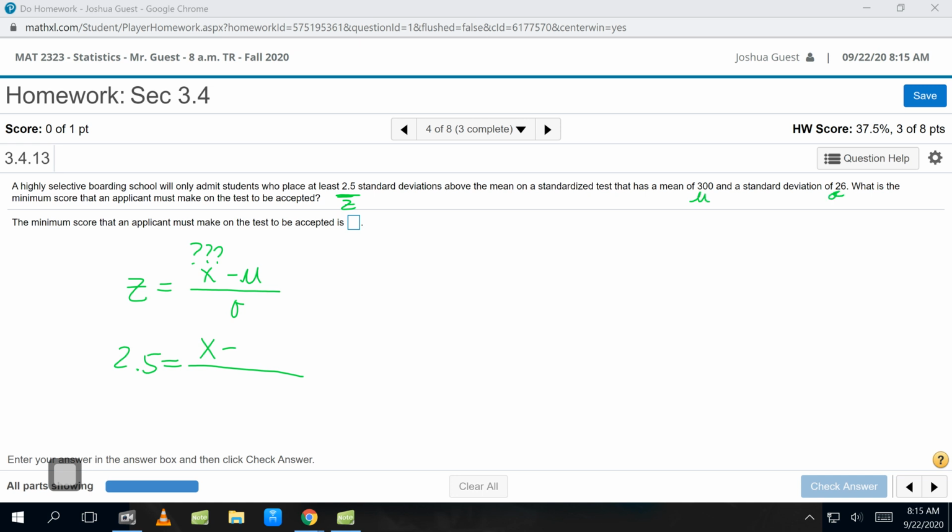And then the sigma, right? So we're using the same formula. We're not plugging in x, mu, and sigma and getting z. We're given z here. We're trying to find x. Trying to find the score. So x minus 300 over 26.